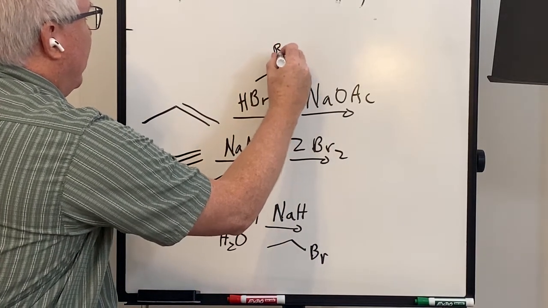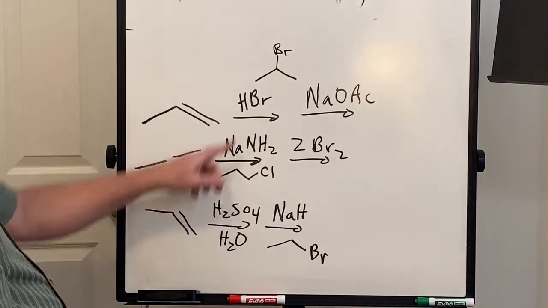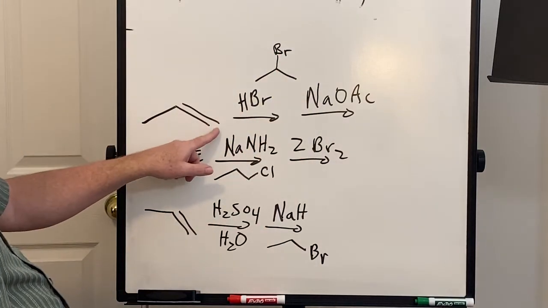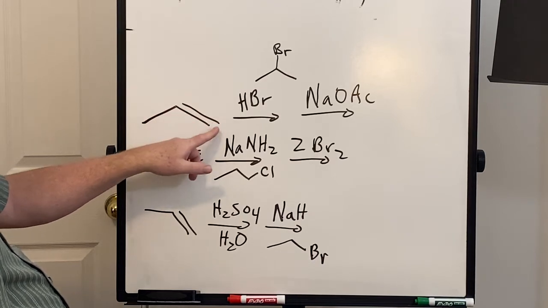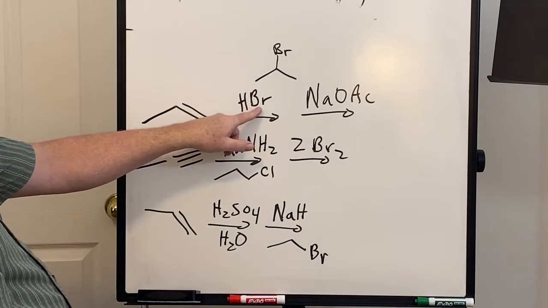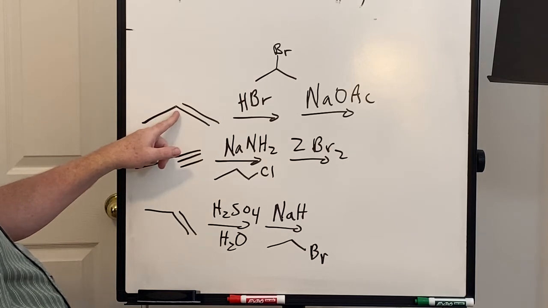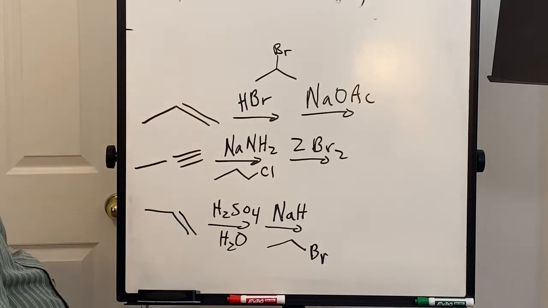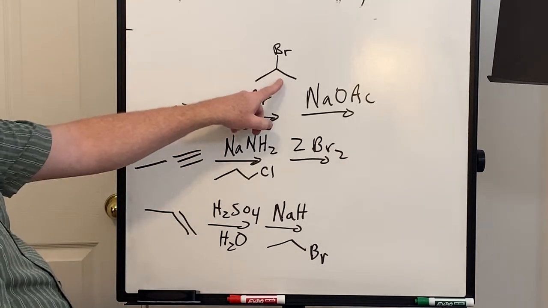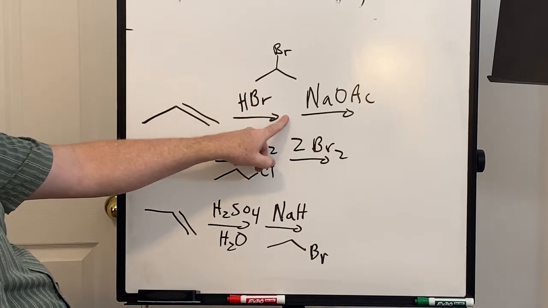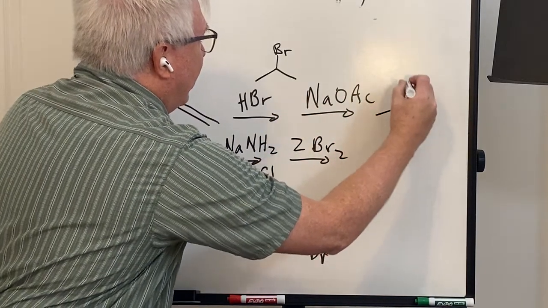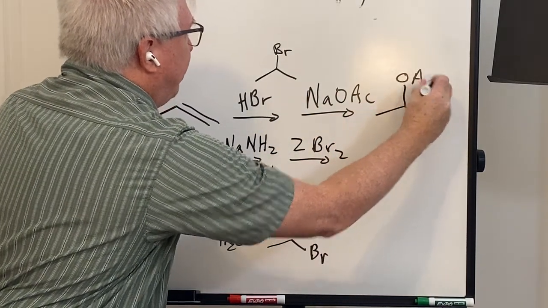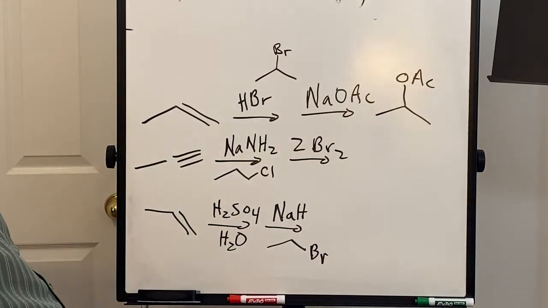The more substituted bromide. Remember, by Markovnikov's rule, the hydrogen goes on the end to the less substituted carbon, or the carbon with more hydrogens. And then the bromide goes to the internal position, the nucleophile, because that's where more of the positive charge is, the more substituted carbocation. So this would be the intermediate here, the bromide, and then sodium acetate. What happens there? Well, then acetate can displace that and give the acetate ester product.